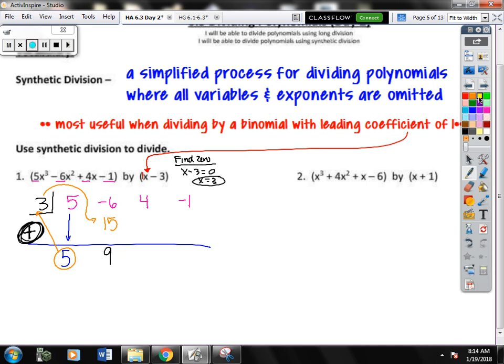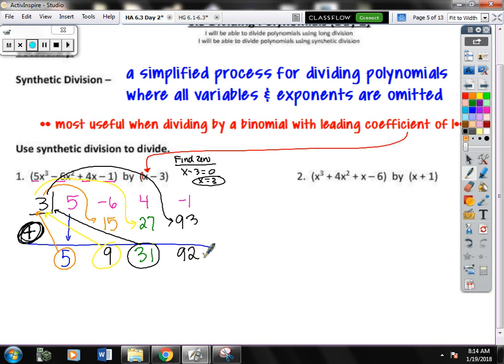We do the same process. We take 9, multiply it by the 0, 3, and bring that answer over here under the 4. 9 times 3 is 27. Again, adding downward, 27 plus 4 gets me 31. Sometimes you will get bigger numbers with the synthetic. And then lastly, we do the same process with 31. 31 times 3 gets me 93. That gets written over here, and we add downward, and we get 92.